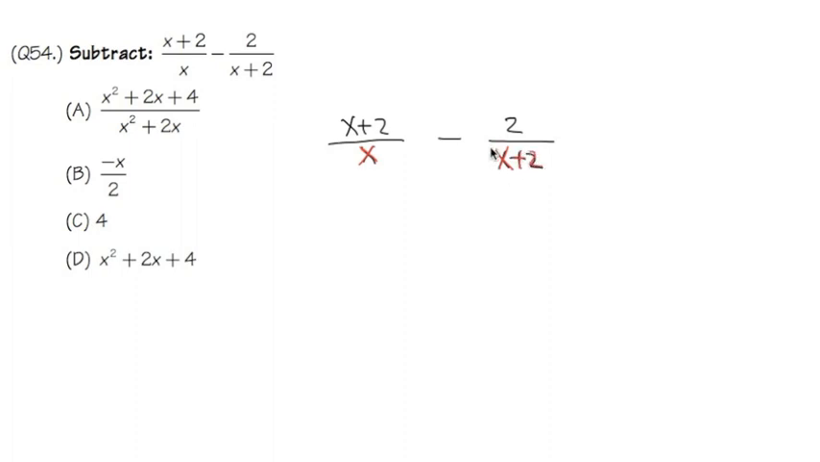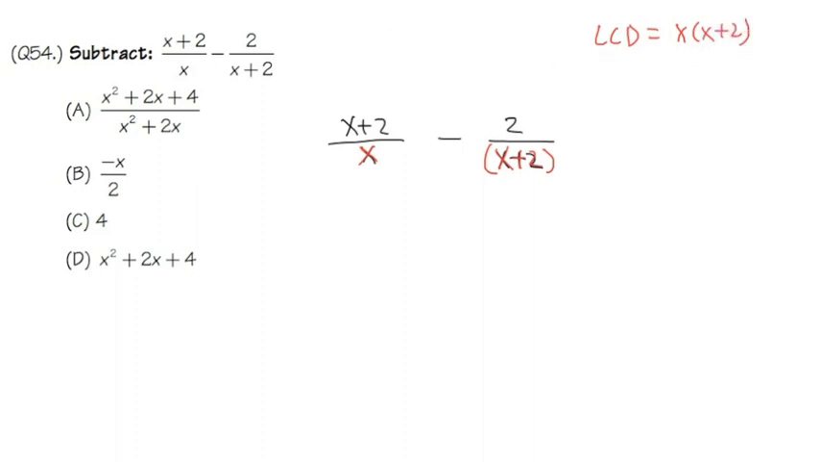And technically, there's invisible parentheses around the denominator like this. Normally, we will try to factor the denominator, but this is not factorable. X plus 2 is just how it is. We have to find the lowest common denominator for x and x plus 2 first. Well, the LCD in this case will be just x times (x plus 2).